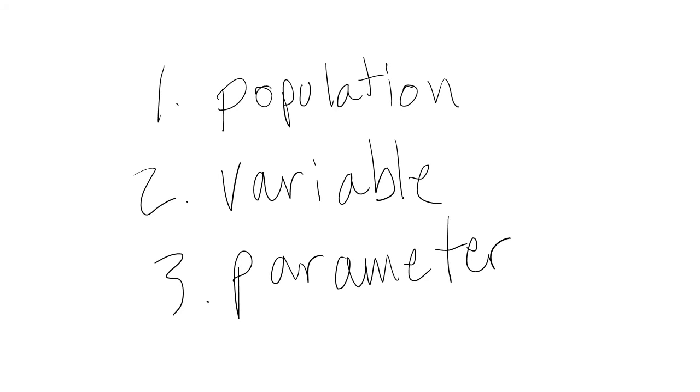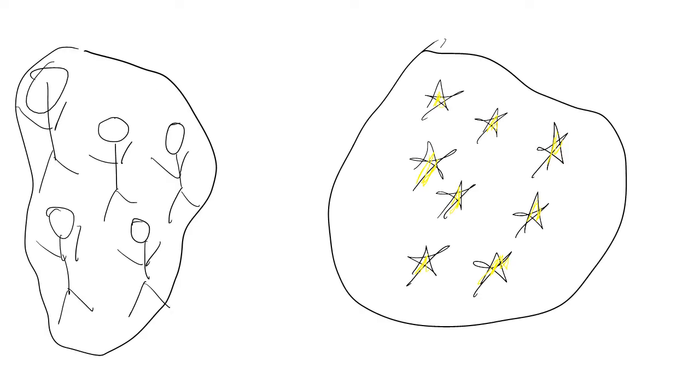In this video, we are going to define three of the most fundamental concepts in statistics: population, variable, and parameter. In statistics, a population refers to a defined group of something.